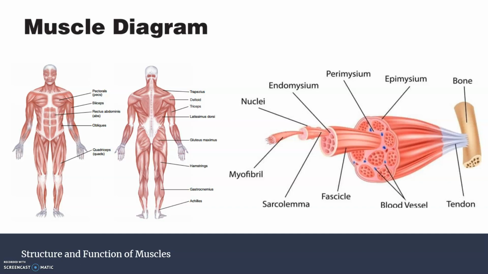As you can see in the diagram, I'm going to be focusing on the skeletal muscles like the pectorals, the biceps, the rectus abdominis, which are the abs, and the other things that we can train to grow bigger and stronger.